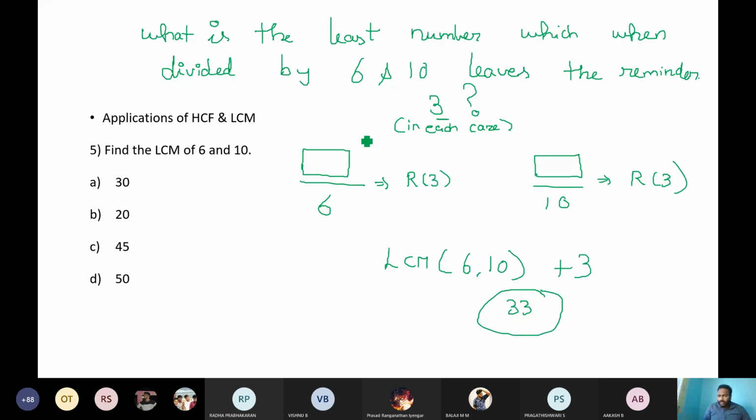If required, you can also check it. 33 by 6, 30 is divisible, remainder is 3. 33 by 10, 30 is divisible, remainder is 3.